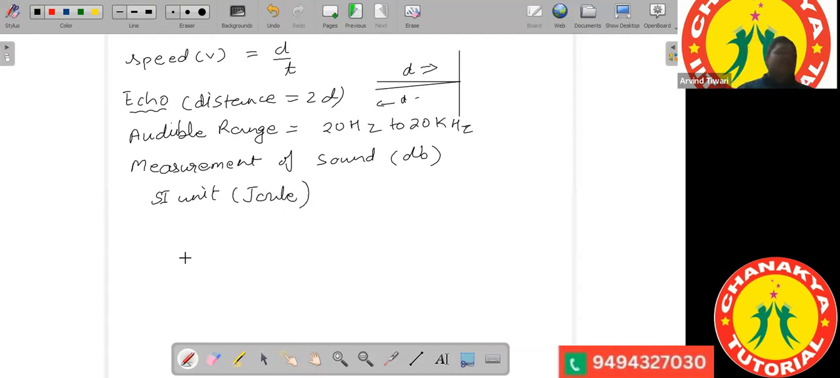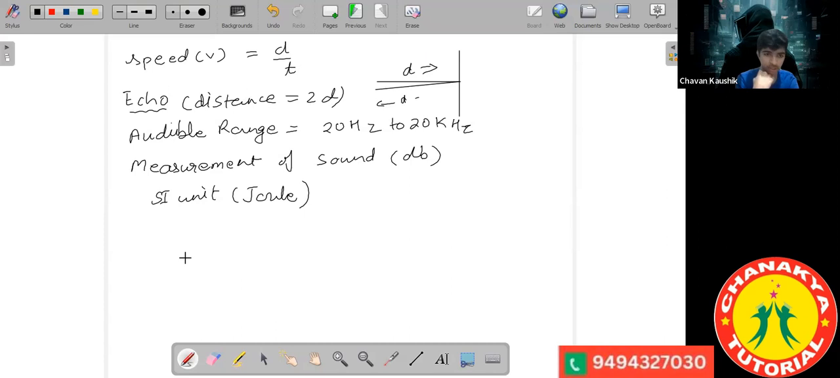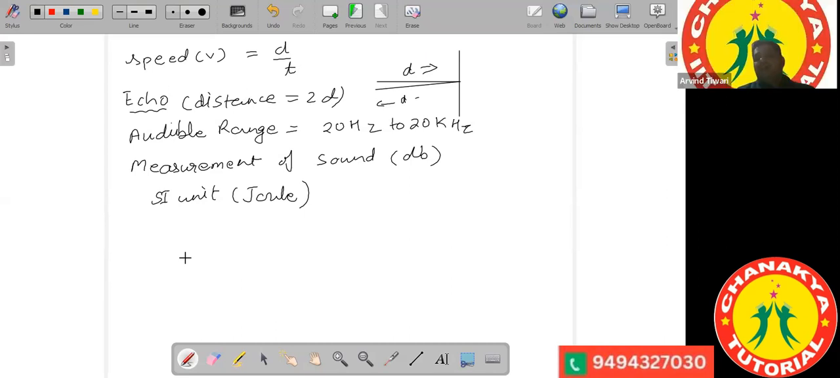Like heat energy can be measured in joule and it can be measured in calories also. Sir, how do you measure in calorie? See, joule is generally considered as the work equivalent of heat energy. Okay, that is joule, and 1 calorie is 4.2 joule. Okay, so these are the formulas.